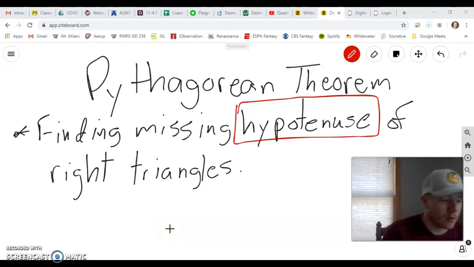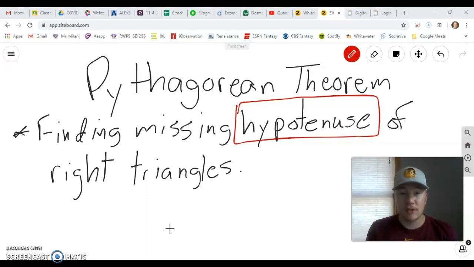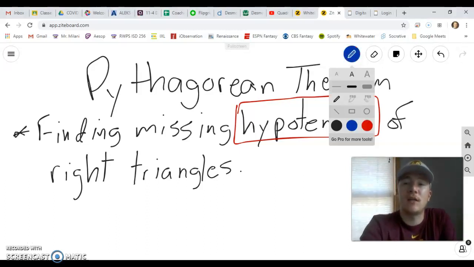Hey everybody, we're winding down. Just got really one more brand new topic left, and we're about done. So we're going to get into that today. We're going to start with our first day of the Pythagorean theorem. That's how you say this.